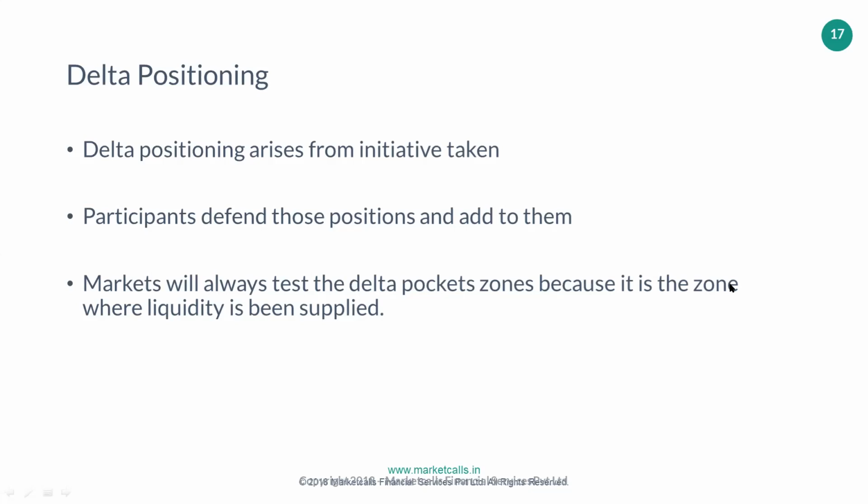The market will always test those delta packet zones, but your entry will be when the delta packets are getting tested. By the time you are seeing an absorption, those are the places one has to enter into those delta positionings. So let's take the example here again to explain this. Let's say the market is auctioning up with an initiative drive.